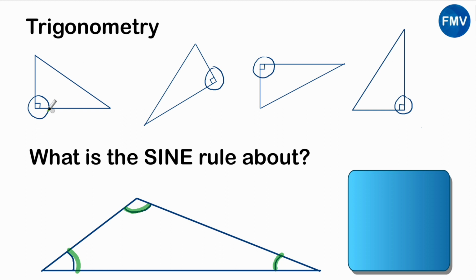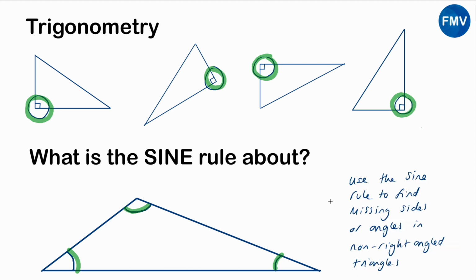So we use basic trigonometry for right angle triangles, and we use what's called the sine rule and the cosine rule, we'll come back to that later, to find missing sides and angles in non-right angle triangles. So to summarize, the sine rule is just used to find missing angles or sides in non-right angle triangles.